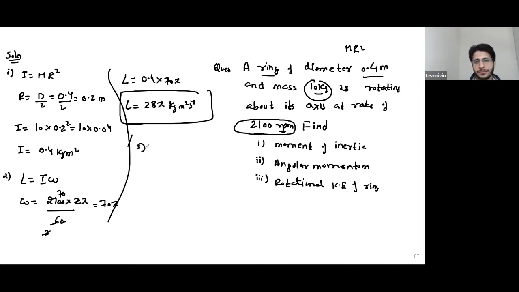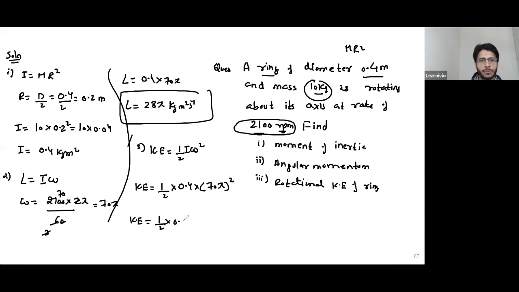The third part, you need rotational kinetic energy, which is basically half I omega square. So the rotational kinetic energy is half. Your I is moment of inertia, which is 0.4. Omega is 70 pi. So it's 70 pi square. So the kinetic energy comes out to be half into 0.4 into 4900 pi square.